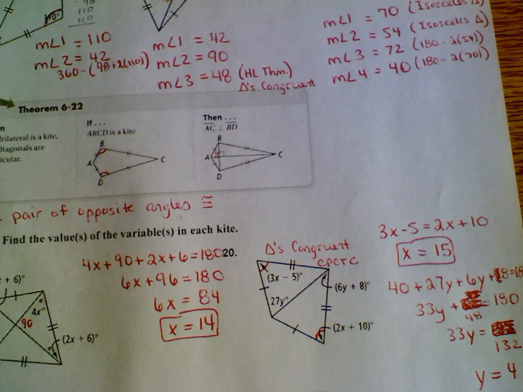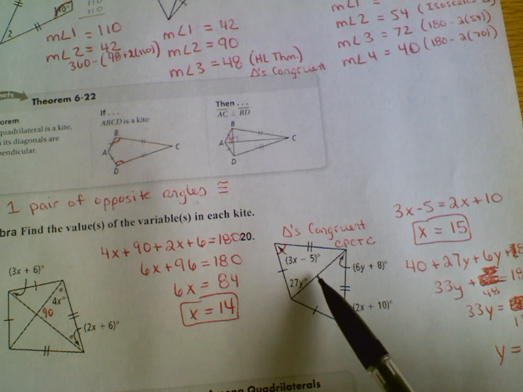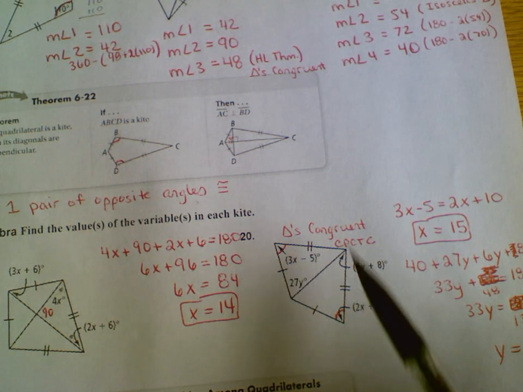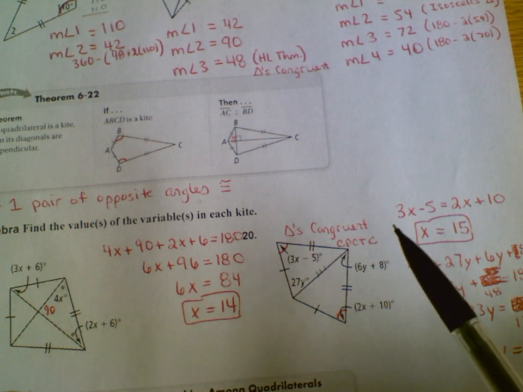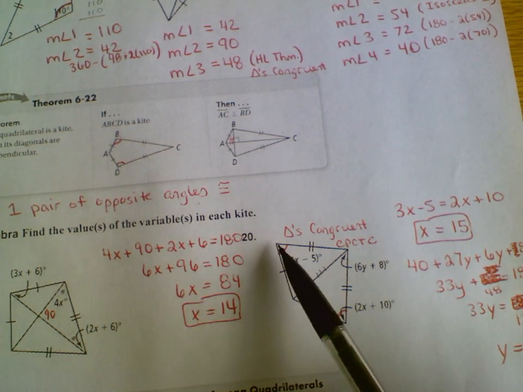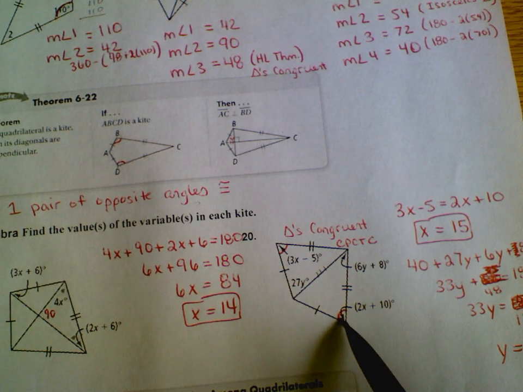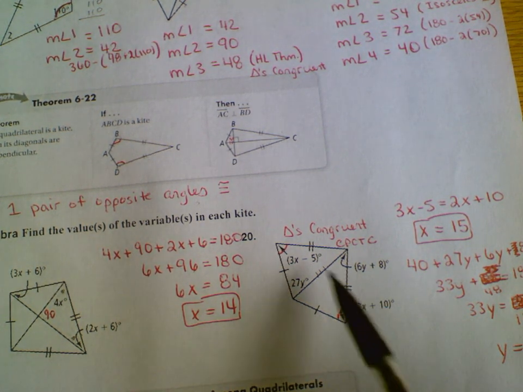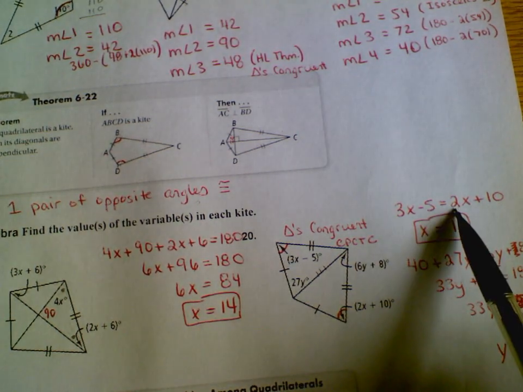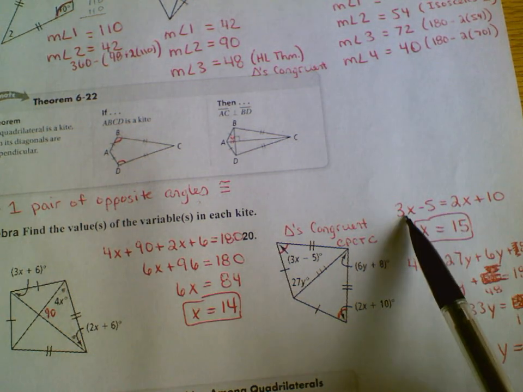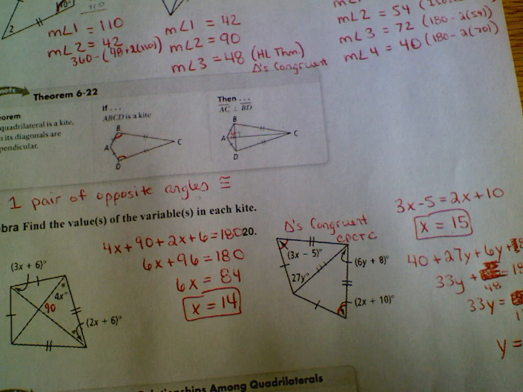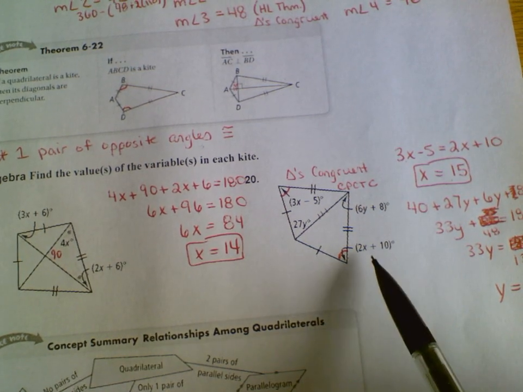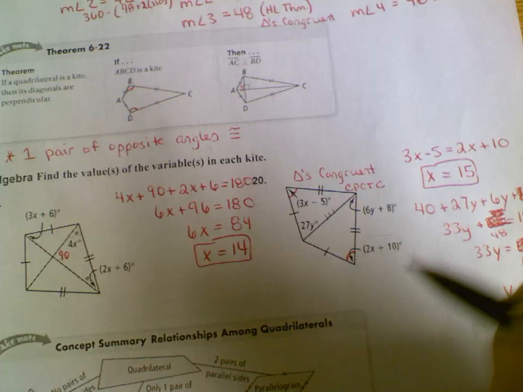Alright, so on number 20, I noticed that these triangles were congruent because they had one side, a second side, and then here is your third side that's congruent, so they're congruent by side-side-side. Based off of that, I know that this angle is congruent to that angle because of corresponding positions. So I set 3x minus 5 equal to 2x plus 10, and I solved it by subtracting 2x and adding 5, so x is 15. Then I plugged 15 into this expression and got 40.